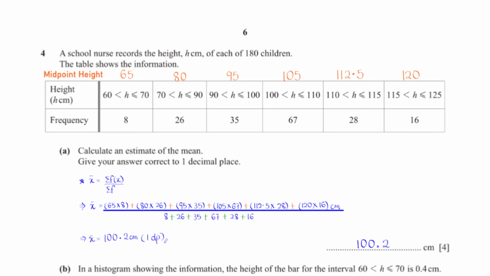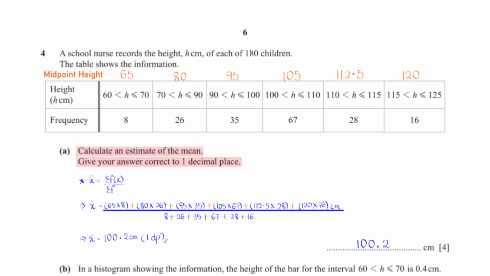A school nurse records the height, in centimeters, of each of 180 children. The table shows the information. Calculate an estimate of the mean. Give your answer correct to 1 decimal place. The mean is equal to sigma f x, which represents the total sum of the heights of all the children, divided by sigma f, which is the total number of children.